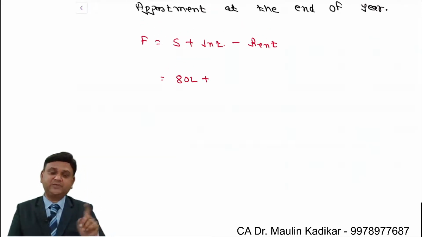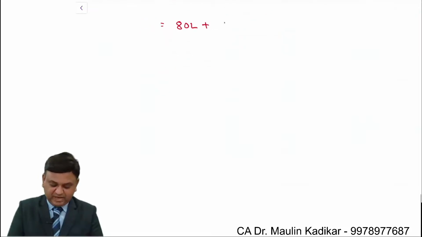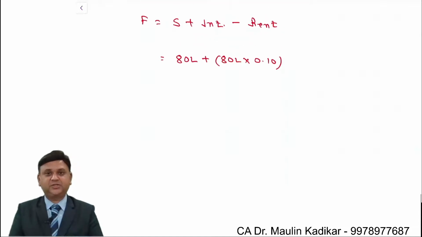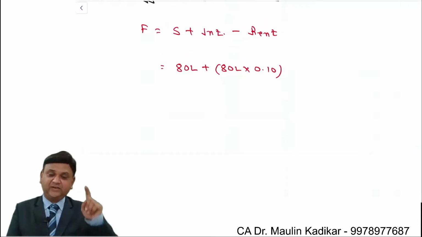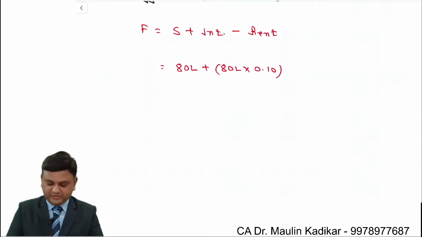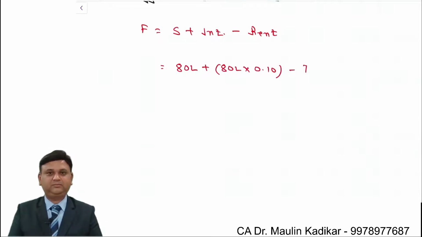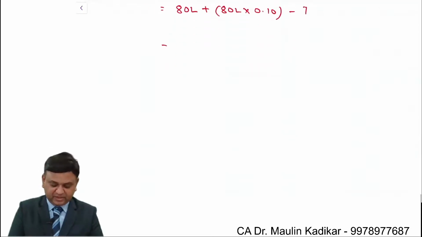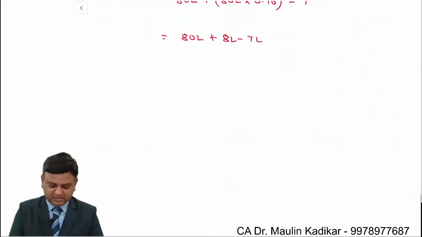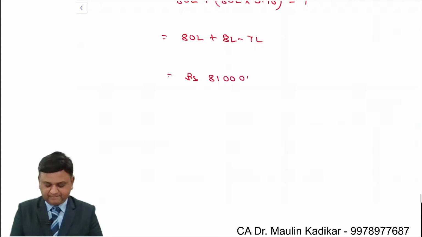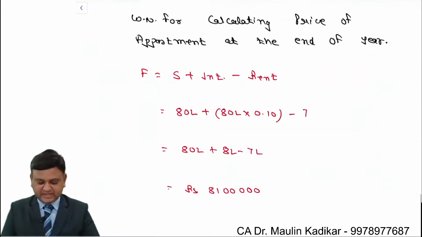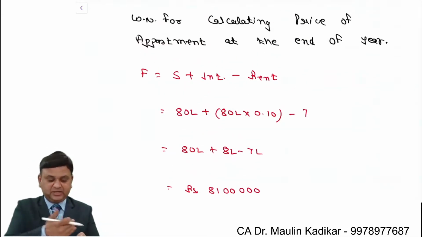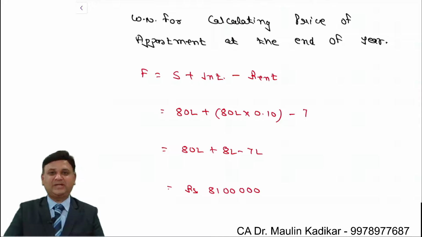Someone who is making investment in that apartment unit will have the time value of money carrying cost at the rate of 10%. However, say that flat is having the rental income of 7 lakhs. So the price of the flat will increase 80 lakhs plus 8 lakhs minus 7 lakhs, that comes to rupees 81 lakhs. So we understand that say the price of the flat will increase from 80 to 81 lakhs.